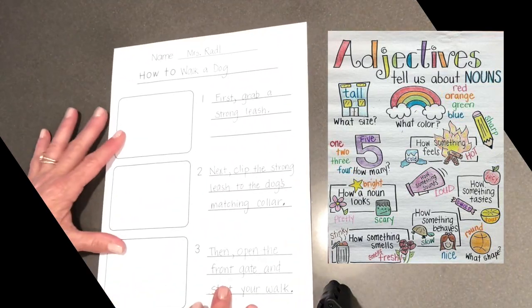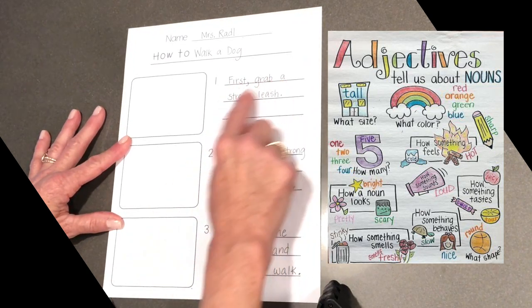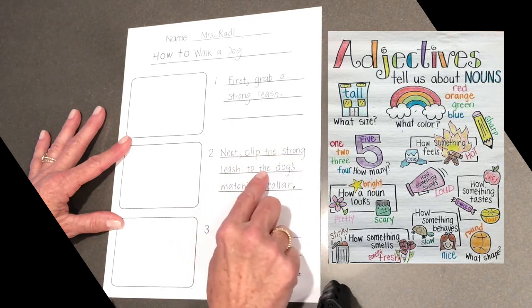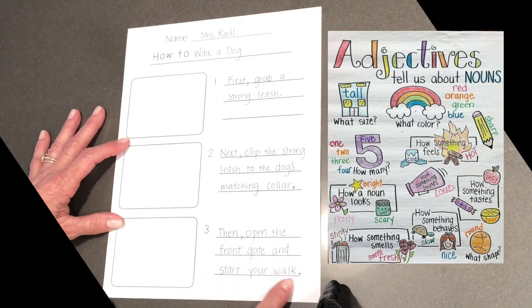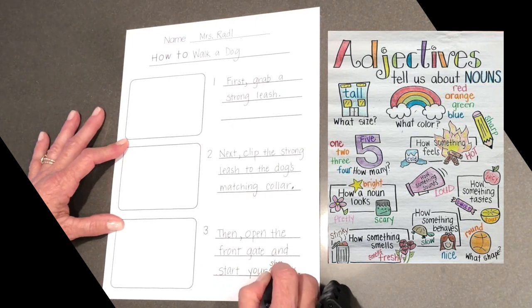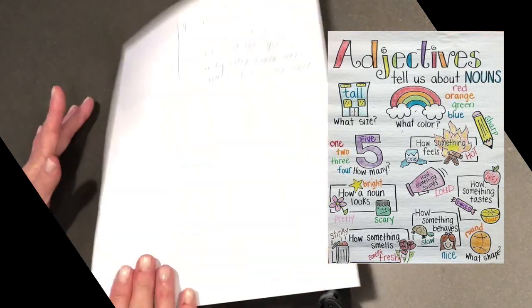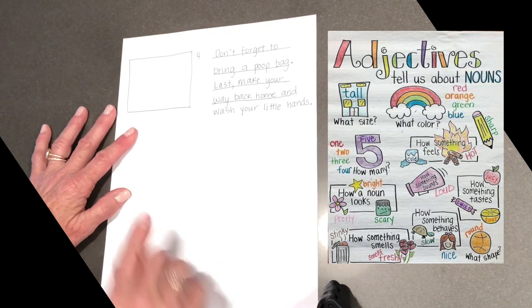I'm going to go from the beginning and read it to you again, and I'll touch each word. First, grab a strong leash. Next, clip the strong leash to the dog's matching collar. Then, open the front gate and start your walk. I might even add a descriptive word here, and I'll use this little mark called a caret. I'm going to say a short walk. We take our dog on a short walk because he needs to get his knee fixed, so we don't take him on long walks right now. Maybe you take your dog on a long walk.